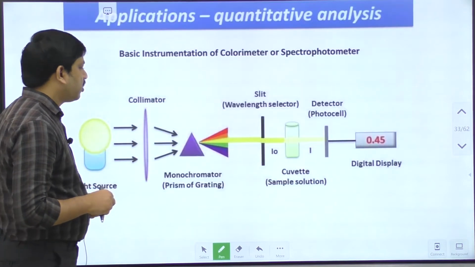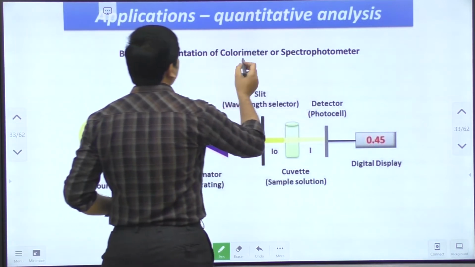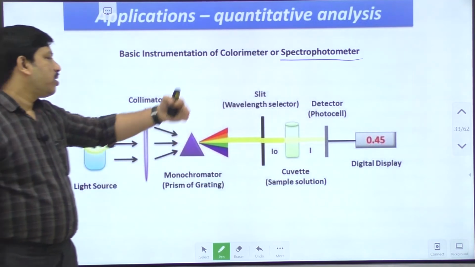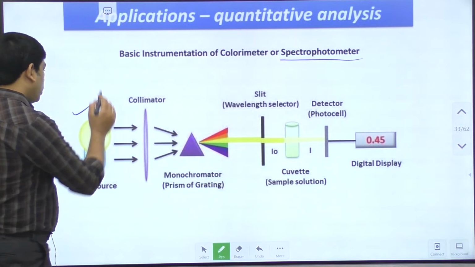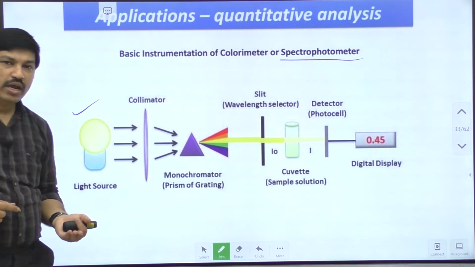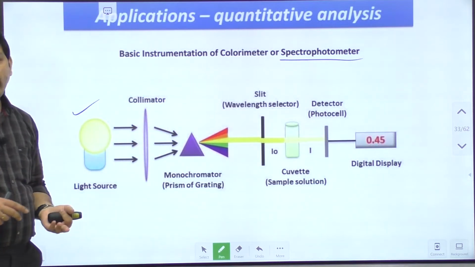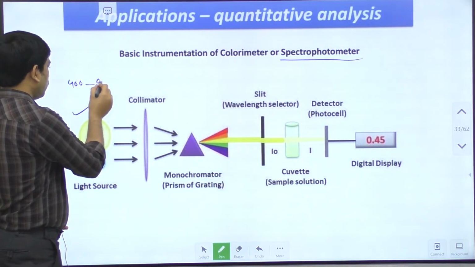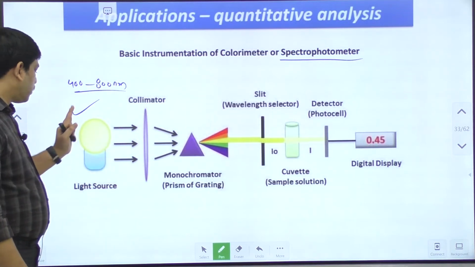So let us start. What is the instrumentation of the colorimeter or any spectrophotometer? What are the different parts available in the instrumentation? What is the first thing we need? We need a light source. In the case of colorimetry, it is from the visible range only, that means 400 to 800 nanometers only.